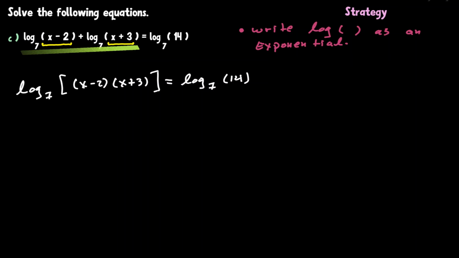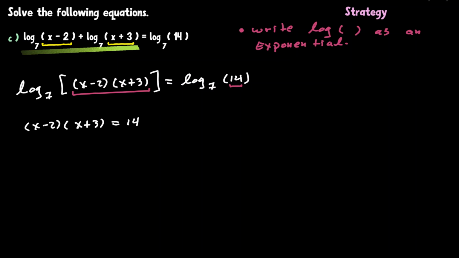And now we have the same case as our previous example. There is 1 log on the left, and there is only 1 log on the right-hand side of the equation. They both share the same base. We can just set the insides equal to each other. And now we can start solving for x.